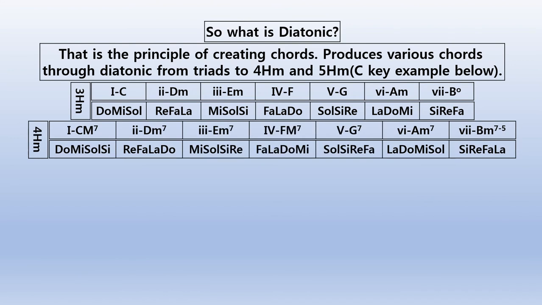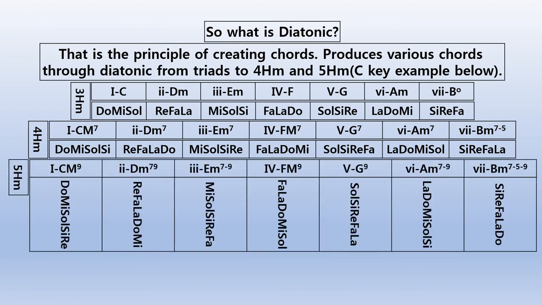A quartet is created by combining the 4 scales of Do Mi Sol Si. The 7 diatonic chords are C major 7, D minor 7, E minor 7, F major 7, G 7, A minor 7, B minor 7 flat 5.